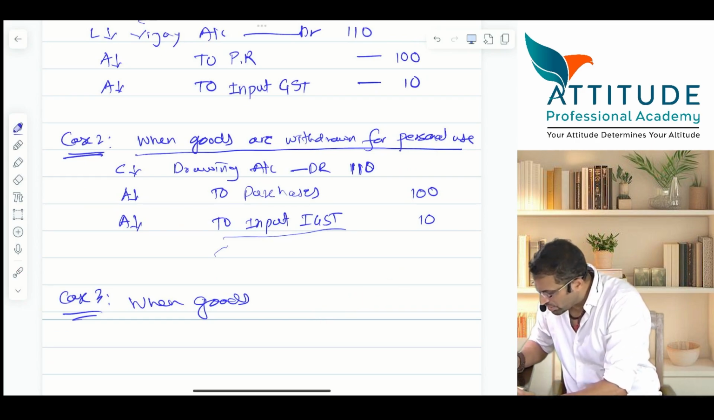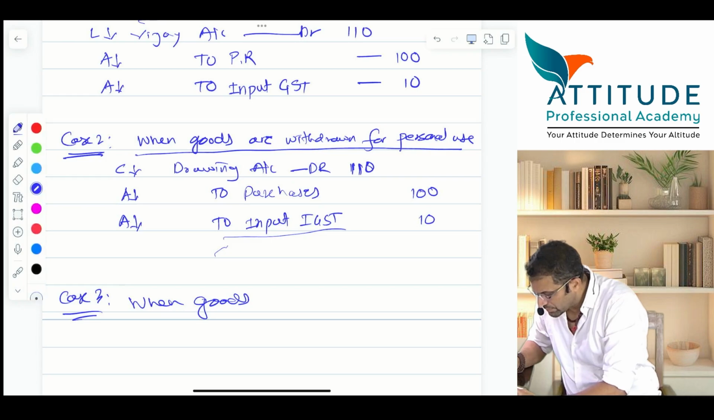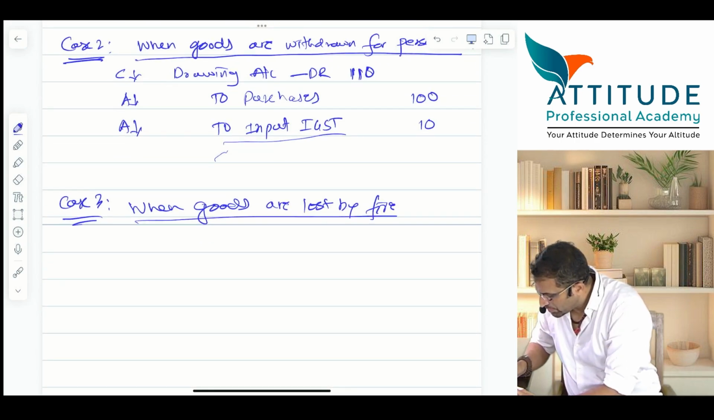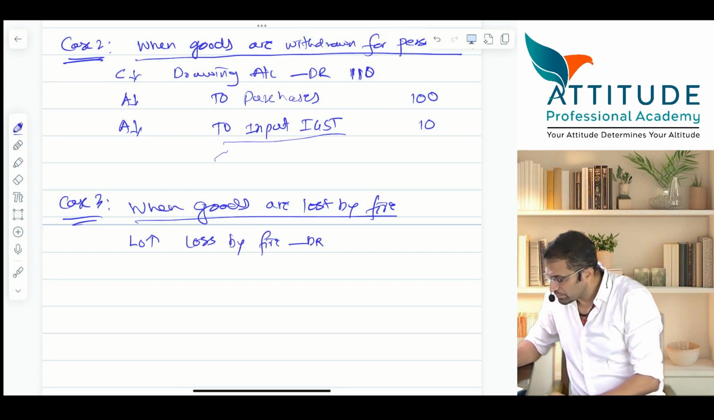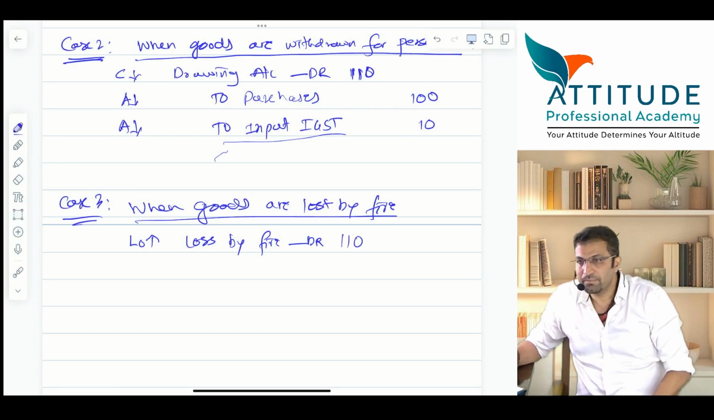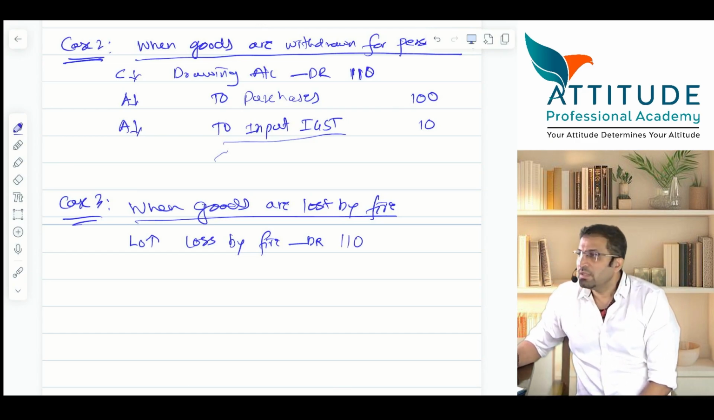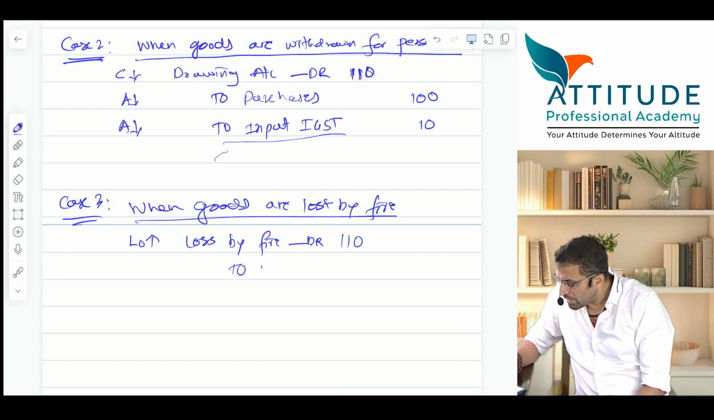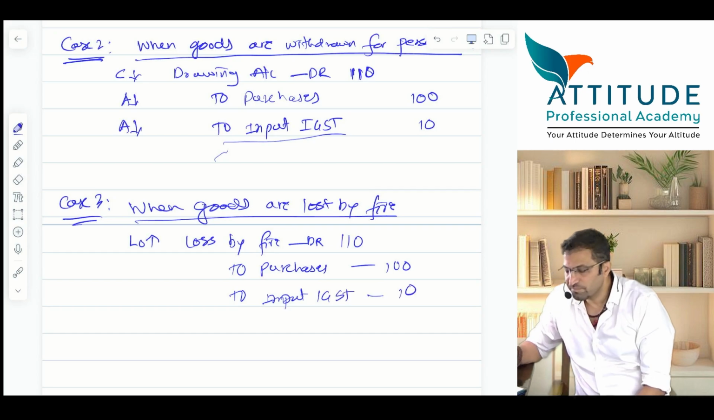So tell me, when goods are lost by fire, entry. Loss increases. Loss by fire. कितना? 110. Yes, 2. How much? Purchases should be credited by what? 100. 2. Input, that also should get reversed.